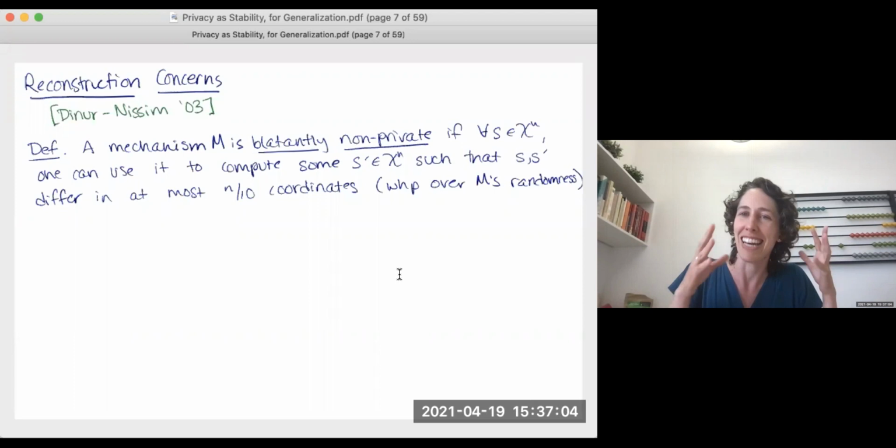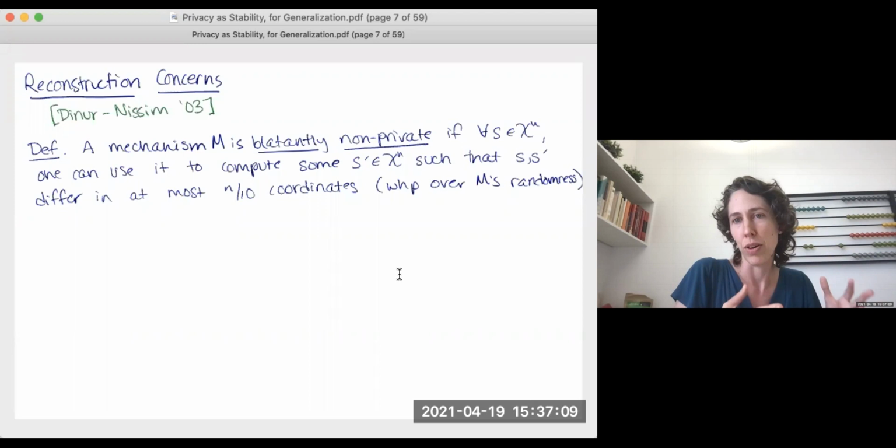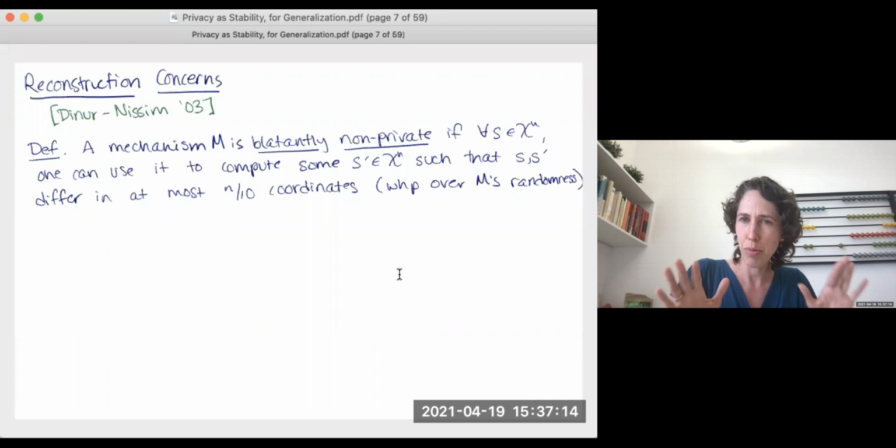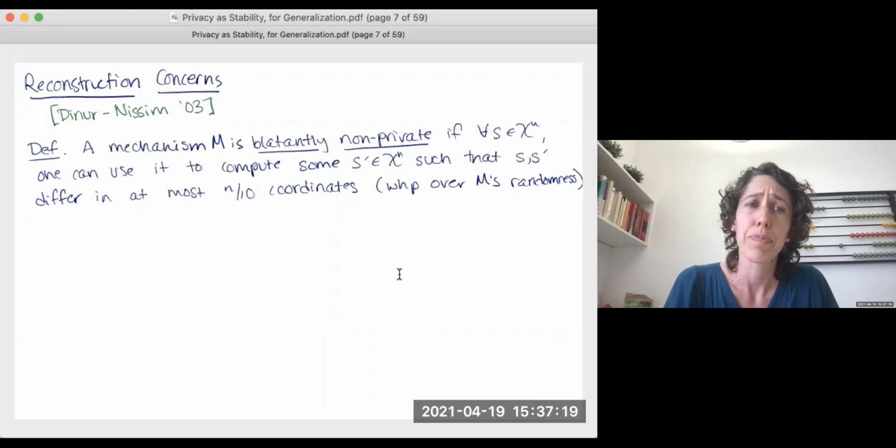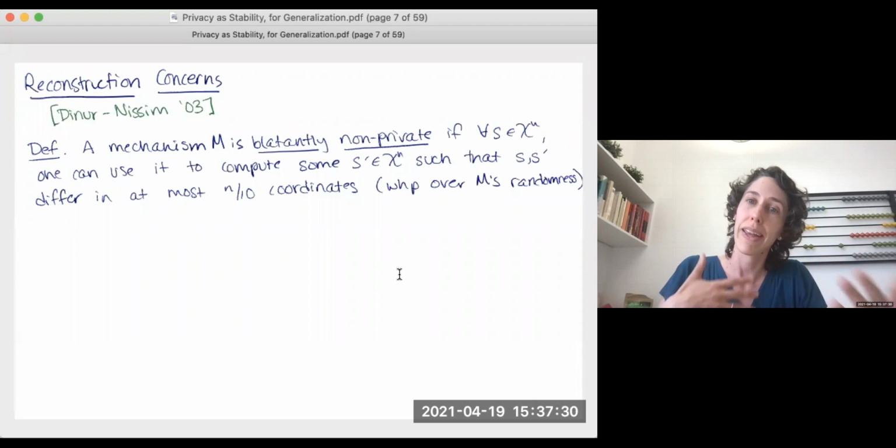So if we can use the output of a computation to reconstruct the original data set, we could say pretty confidently that that output wasn't privacy preserving. And once you have this notion of what non-privacy means, you can start to explore the boundaries of what is private, or what can and can't you do in a privacy preserving fashion.